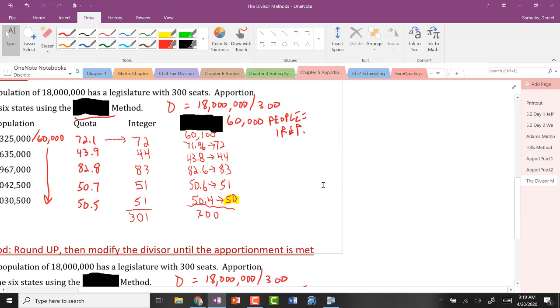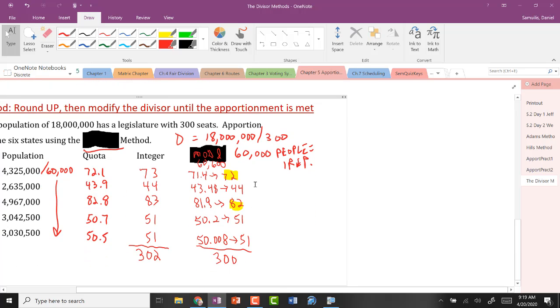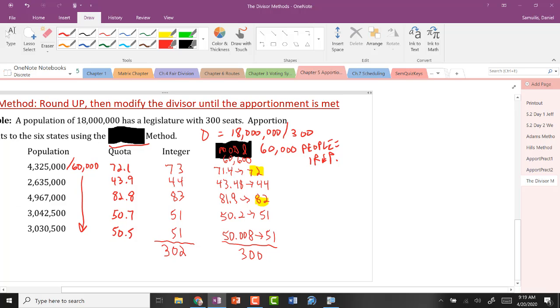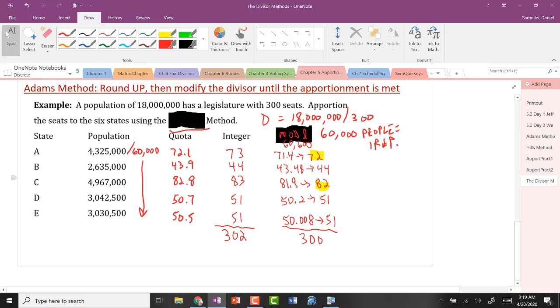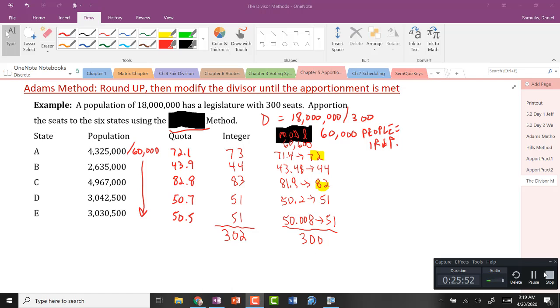72, 44, 83. So it's a little bit different there in each scenario. So all these methods were discussed. Actually, the three that we mentioned today have all been used at some point in history. And you'll see that with a historical document that I have stolen off the internet years ago, to show the history of the apportionment methods, which we'll do next week. All right? So hopefully that is good. We only have one more method next week, and we'll close out this chapter next week.